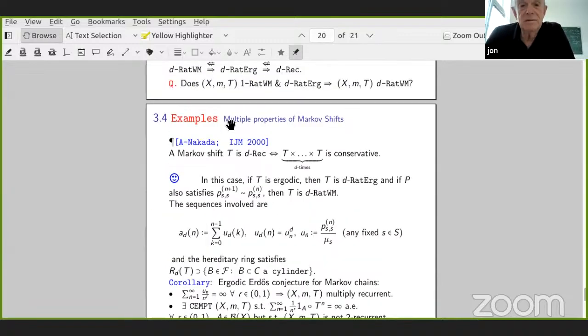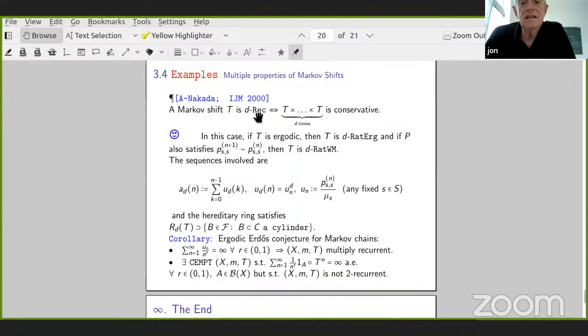Okay, so here are multiple properties of Markov shifts. You take a Markov shift and it's going to be D-recurrent if and only if the D-fold Cartesian product is conservative. In this case, if it's ergodic, then it's going to be D-rationally ergodic. And if P also satisfies the strong ratio limit property, see there we've got it coming in again, then I know that T is D-rationally weakly mixing. The sequences are like that, and the hereditary ring satisfies that you should be contained in some cylinder.